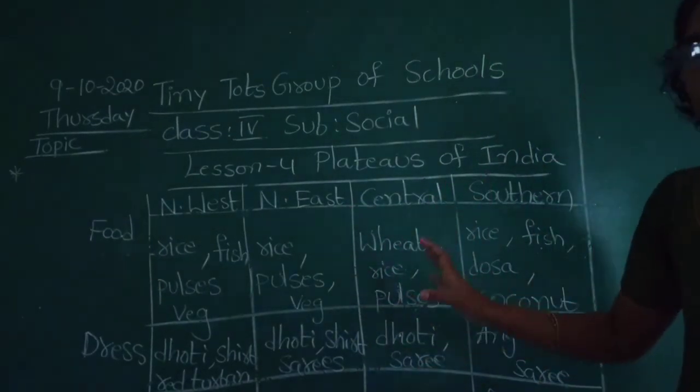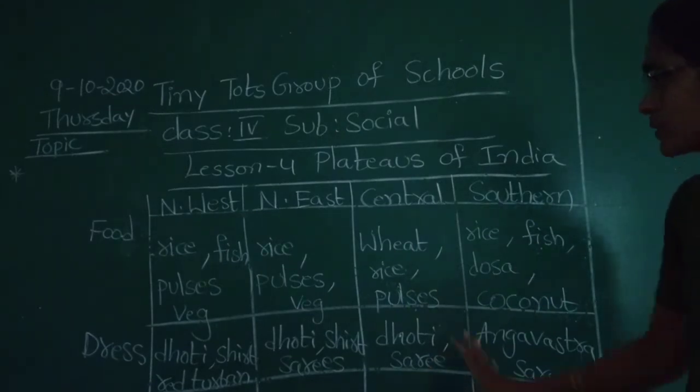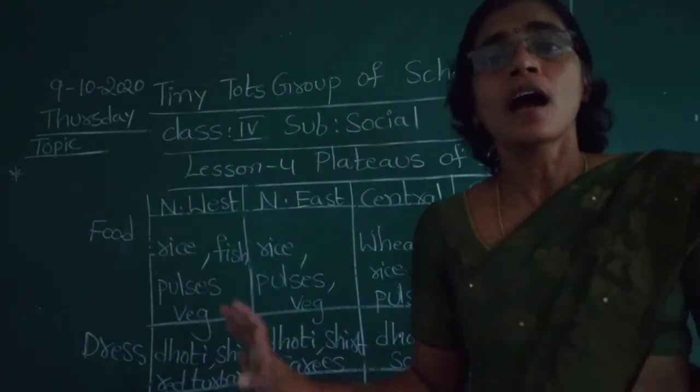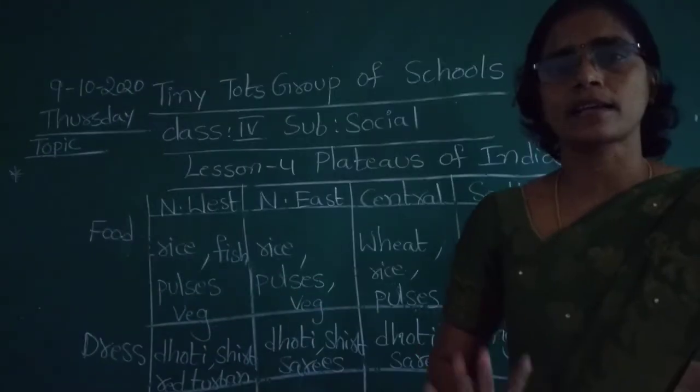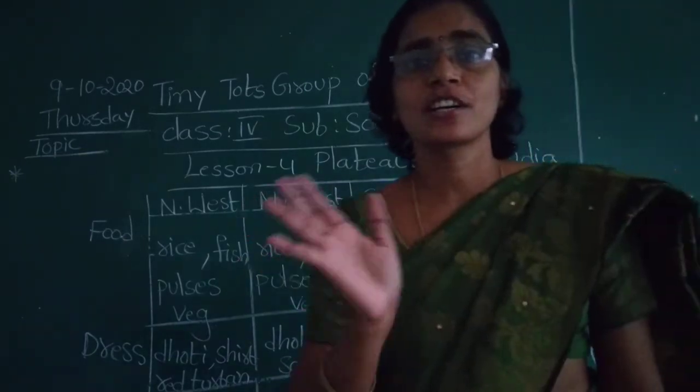So children, open your Roman notebook. Enter this table in your Roman notebook and write it two times again. Okay. Bye children. Bye.